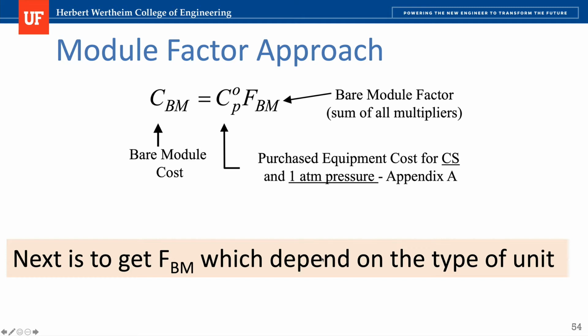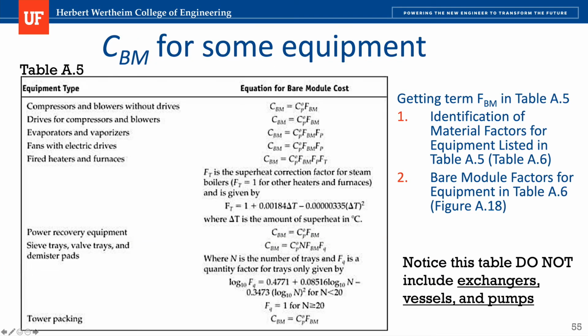So the first step to calculate the bare module cost is to identify what unit you are looking at, and then see what the characteristic equation is to calculate its module. For example, for compressors and for some equipment like the ones in this table, the bare module factor is going to be determined from a graph, Figure 8.18, which you should have in your PDF with all of the graphs and tables that you need for this topic.